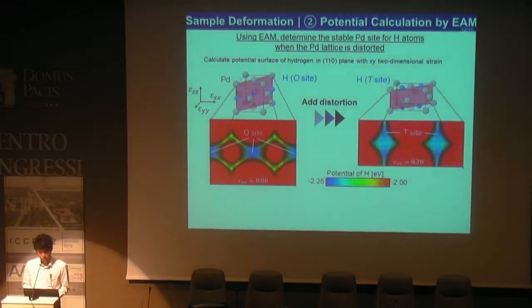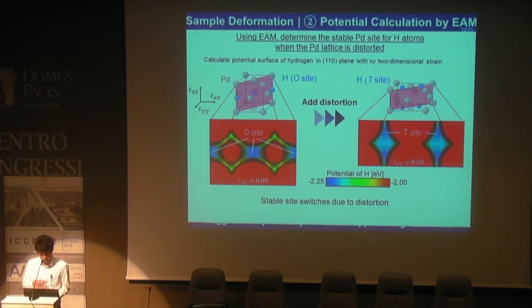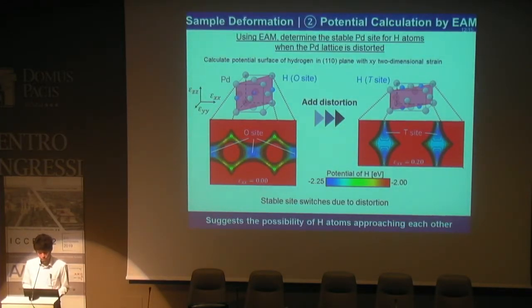On the left side are the calculation results for palladium of the crystal structure. Stable positions for hydrogen atoms are the places called O sites, represented by blue in the figure. On the right side are the calculation results of distortion states. T sites are stable positions in distortion states. The important point here is that stable sites switch by adding distortion. We speculate that switching of stable sites causes active movements of hydrogen atoms, and they may approach each other.